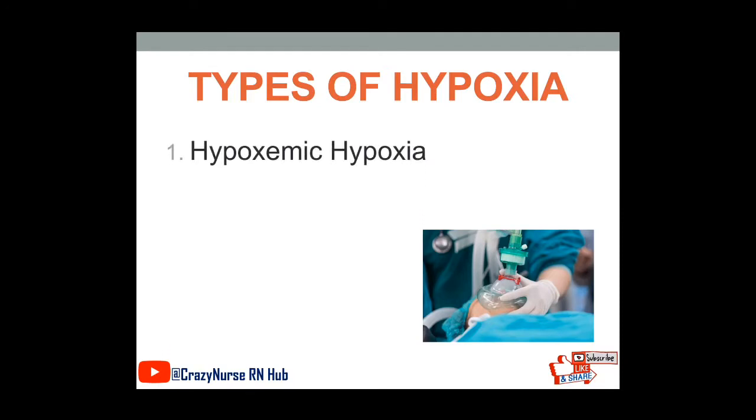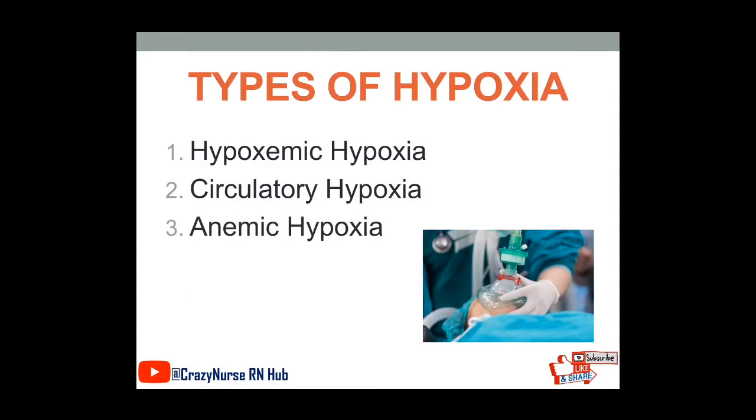First, we have your hypoxemic hypoxia. It means it is a decreased oxygen level in the blood resulting in decreased oxygen diffusion into the tissues. We also have circulatory hypoxia. It is a hypoxia resulting from inadequate capillary circulation. We also have anemic hypoxia. It is a result of decreased effective hemoglobin concentration, which causes a decrease in the oxygen carrying capacity of the blood.